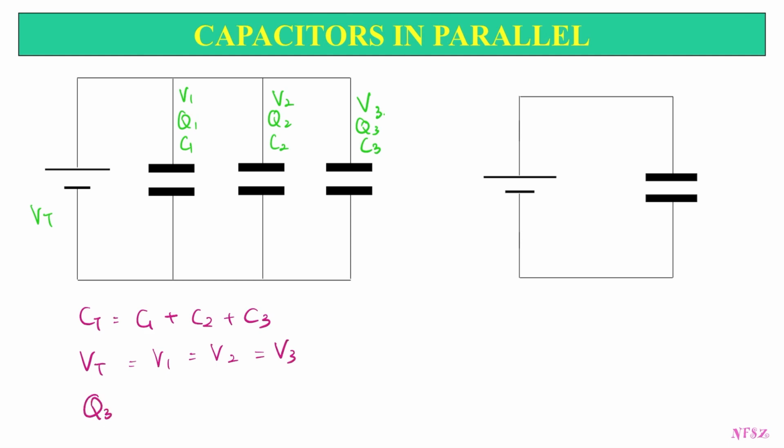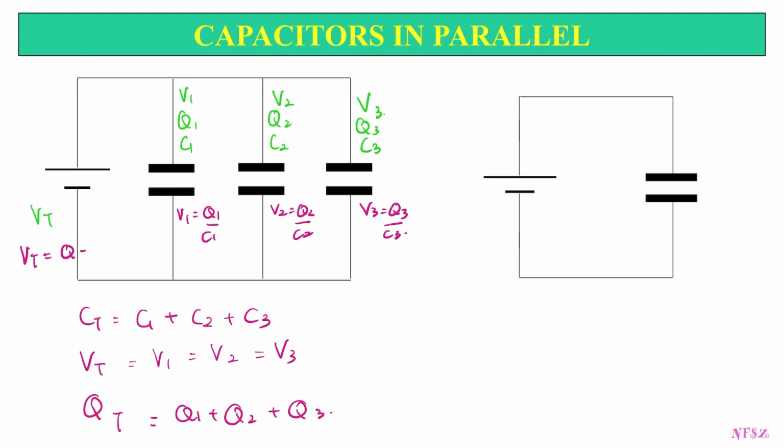Q total equal to Q1 plus Q2 plus Q3. Okay, so kalau kita buat nak calculate kat sini, sama juga macam tadi lah. So V1 equal to Q1 over C1, V2 equal to Q2 over C2, V3 equal to Q3 over C3. So kalau V total mestilah Q total over C total.